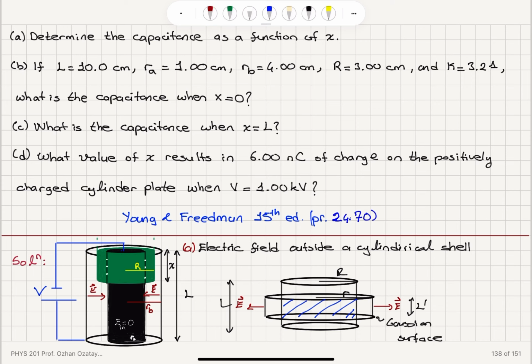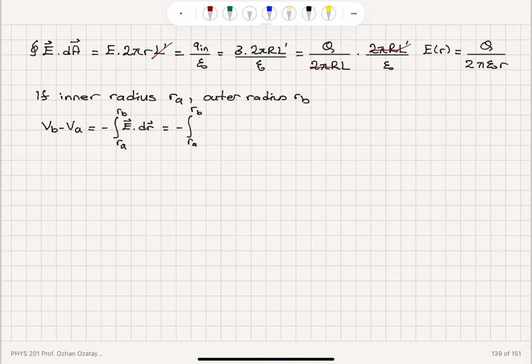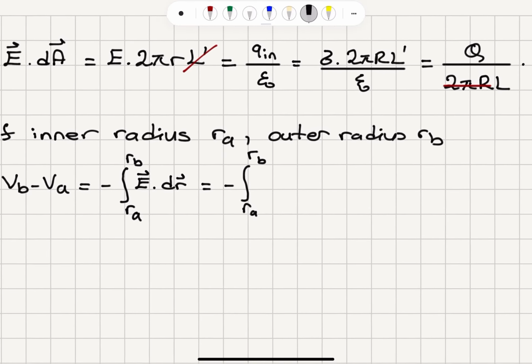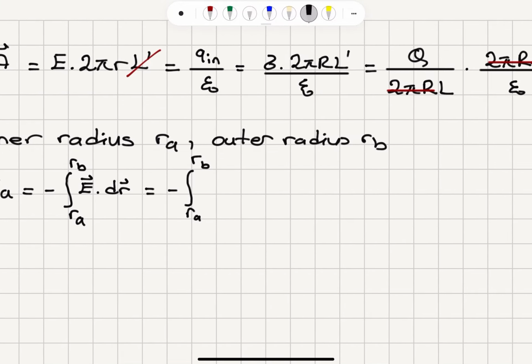Now we're looking at this with respect to the outer hollow cylinder. So we have a surface charge building on this solid cylinder, and then we have charge on this hollow cylinder's outside surface. So the potential of B with respect to A is minus the integral from R sub A to R sub B.